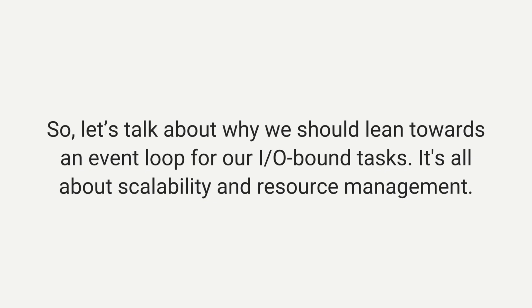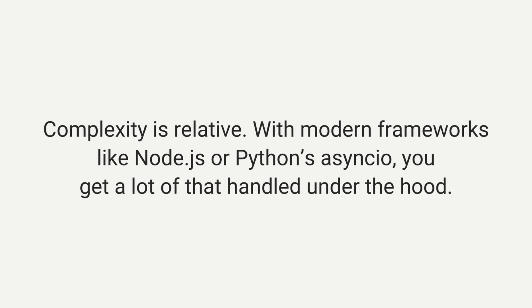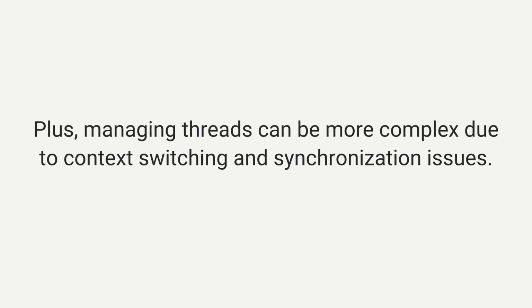So, let's talk about why we should lean towards an event loop for our IO-bound tasks. It's all about scalability and resource management. But what about the complexity of implementing an event loop compared to a thread pool? Complexity is relative. With modern frameworks like Node.js or Python's Asyncio, you get a lot of that handled under the hood. Plus, managing threads can be more complex due to context switching and synchronization issues.